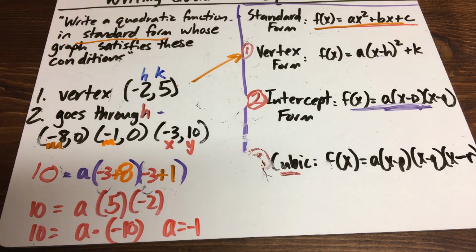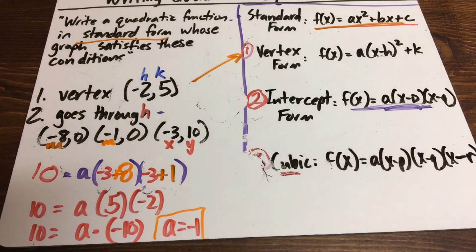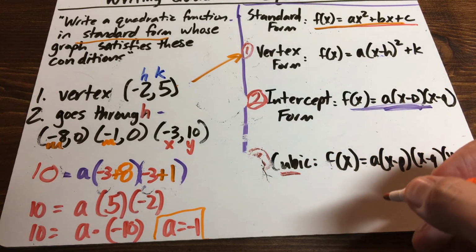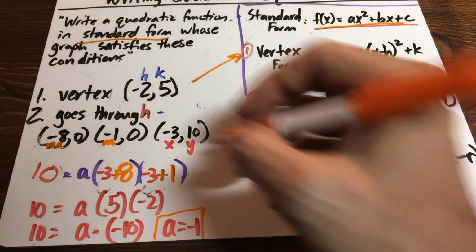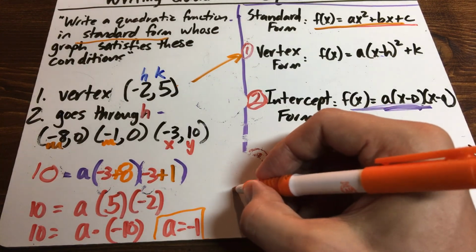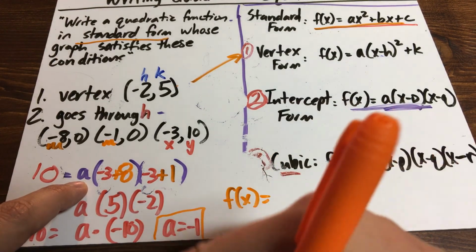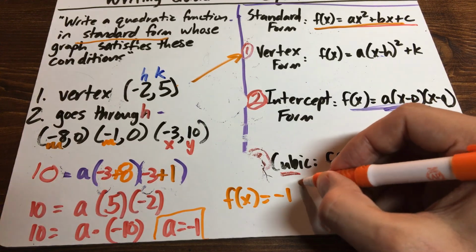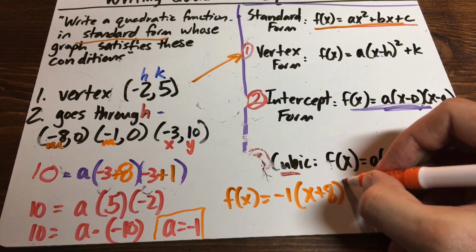Now I have everything I need for my final answer, right? I figured out what A is. So now I'm going to go back to the intercept form. Well, actually, let me go back to our original problem. We had this. We did not know what the A is, but now I know it. It's negative 1. I'm going to put negative 1 right there. I'm going to keep my x. Remember that was x plus 8, and that was x plus 1.